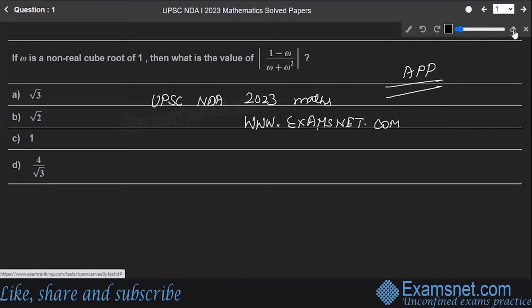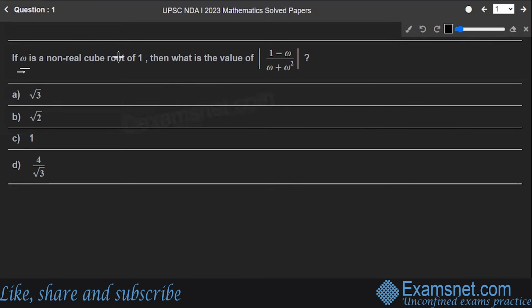Here's question number 1, which is based on omega, the non-real cube root of 1. If there is omega, then you have to find the value of this given expression. Let's go. First thing, omega can be written as -1 plus iota root 3 upon 2. And one more thing, 1 plus omega plus omega square is equal to 0. So omega plus omega square is equal to -1, right?